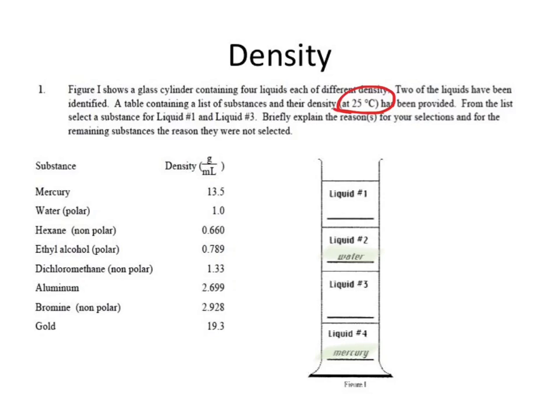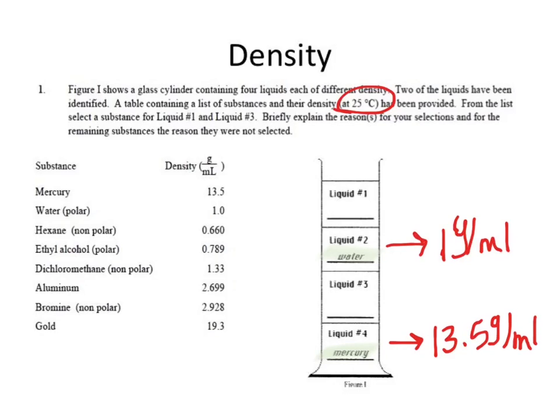From the list, select a substance for liquid 1 and liquid 3. Explain why. And for the remaining substances, the reason they were not selected. So first of all, let's kind of go through what we know. What is the density of water? 1. So 1 gram per mil. And what's the density of mercury? 13.5 grams per mil.